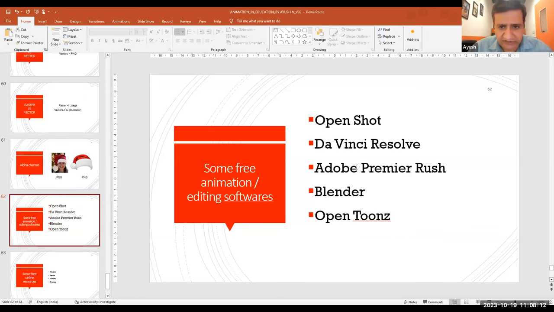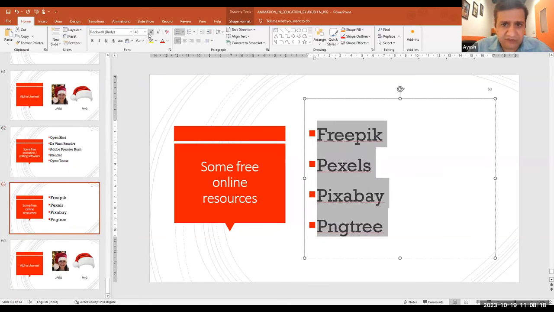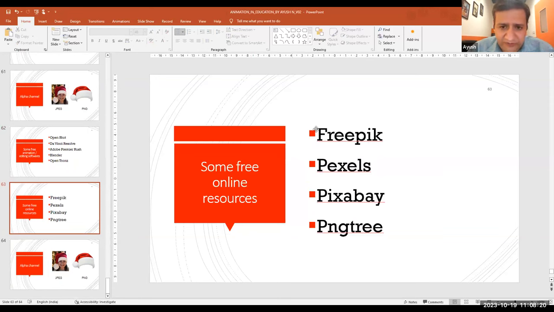And also, this one I would like to share with you again. You might want to just note these down also. Freepik, Excel, these are all online resources.